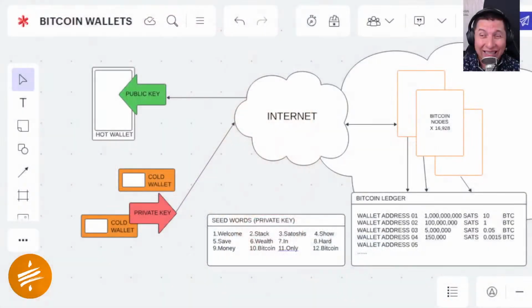All right, so that is the basics of Bitcoin wallets. I know it was a lot for a luncheon, but if you have any questions, put them in the chat.